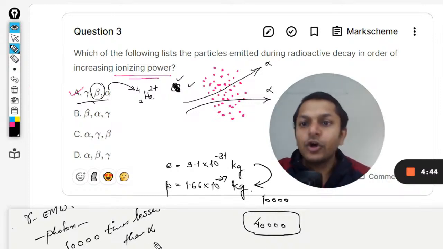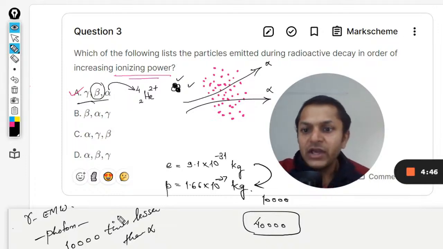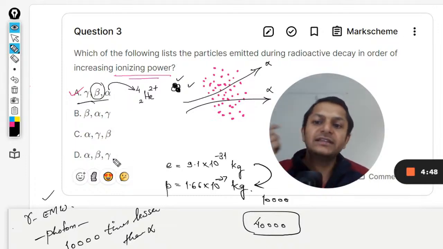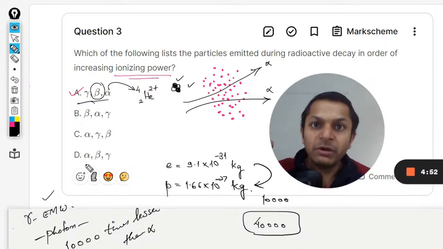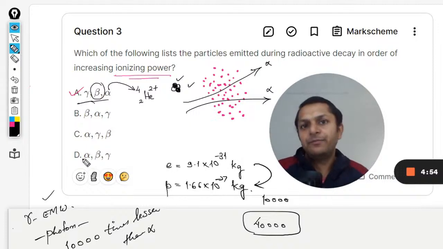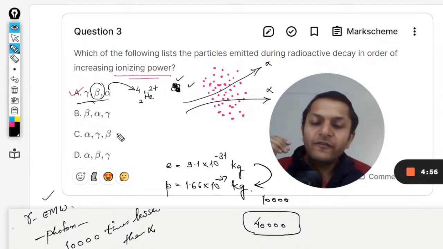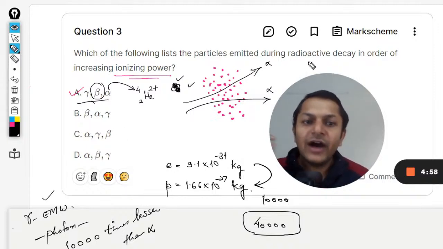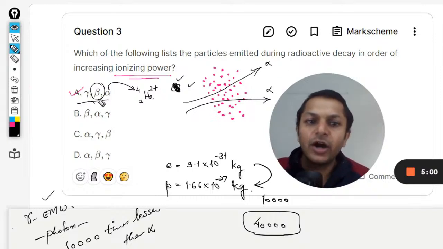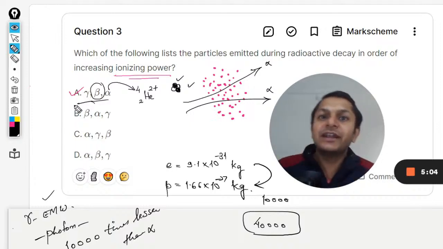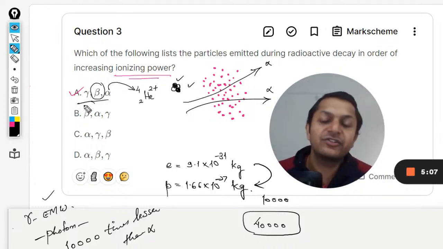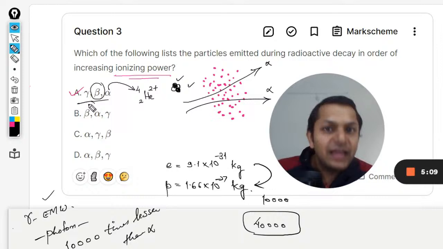Now similarly we can talk about the penetration power also. Gamma's penetration power is the maximum, beta is the second one, and alpha is minimum. And again the ratios are the same. So that is why the increasing order of ionizing power will be given by gamma, beta, and alpha, but the penetration power will be given by alpha, beta, and gamma. So gamma is having the maximum penetration power, then beta, and then alpha.